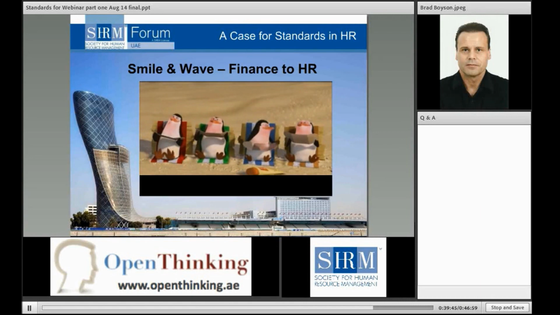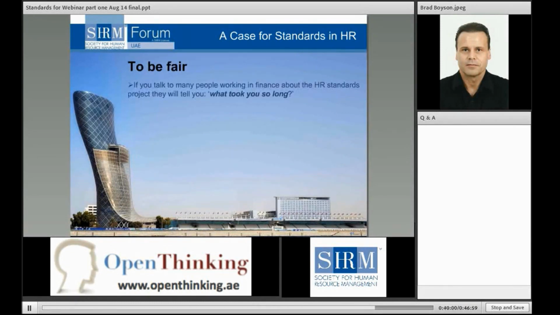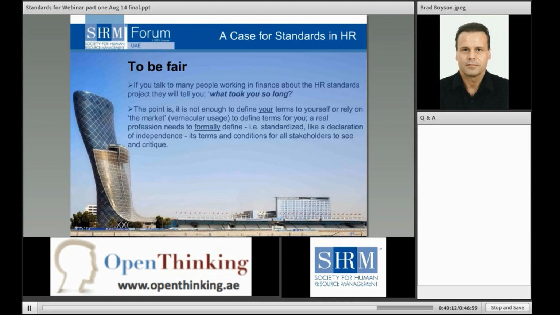Smile and wave, boys, smile and wave. When you're having that discussion around the table, arguing that human capital is your most important asset, this is what finance is thinking. They're basically saying to HR, sure, you say what you want to. To be fair, if you talk to many people working in finance about the HR standards project, they will tell you, and this has happened to me many times, what took you so long? What took HR so long?